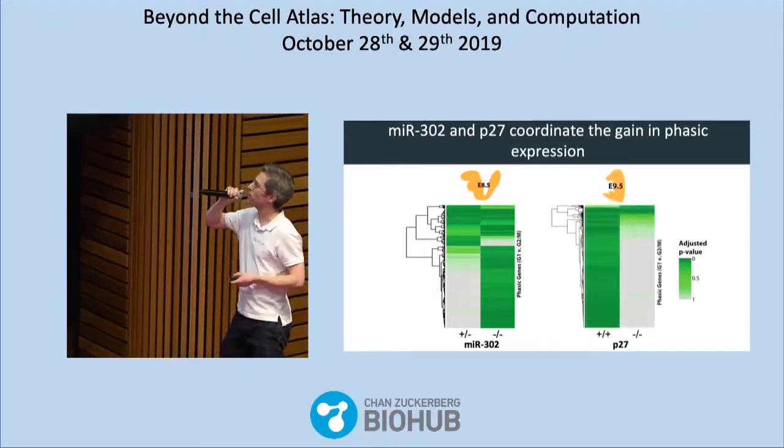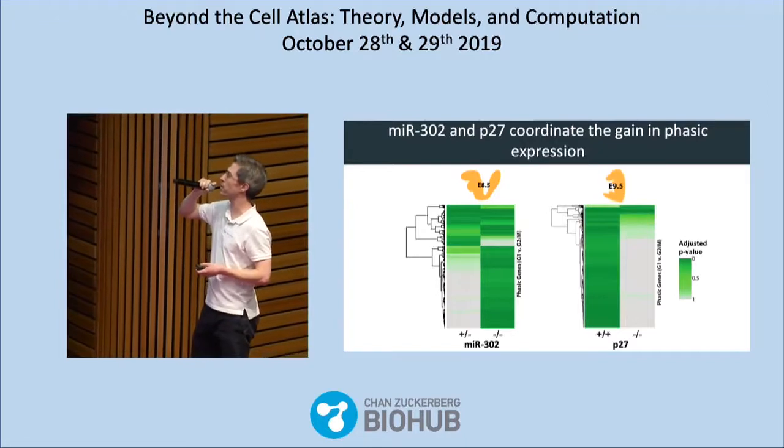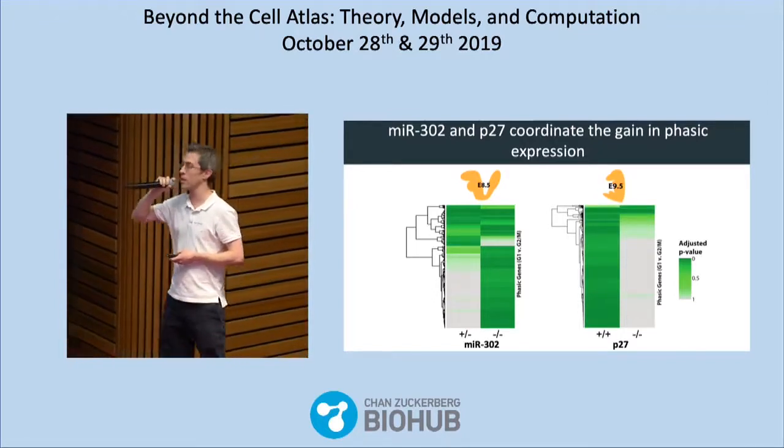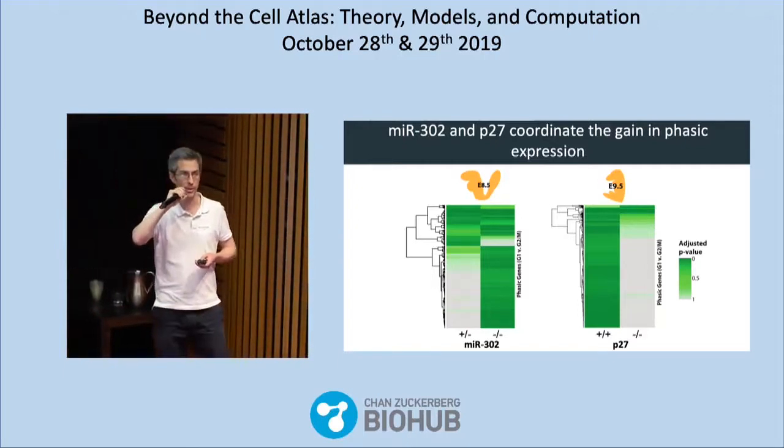So we looked in P27. We expected the opposite. We saw the opposite. So you can see in controls that there's a lot of phasic expression. And when we actually get rid of P27, we see this disruption of the establishment of phasic expression.